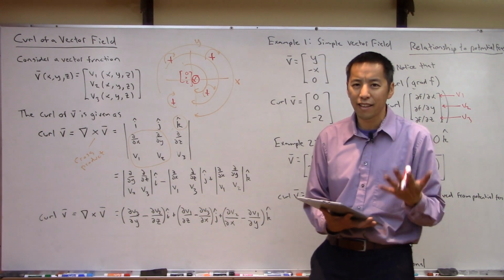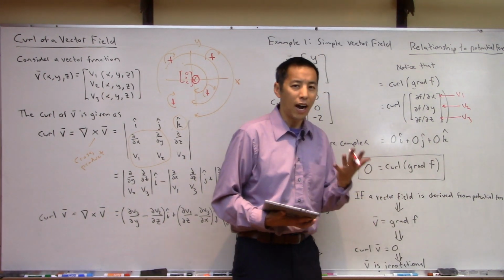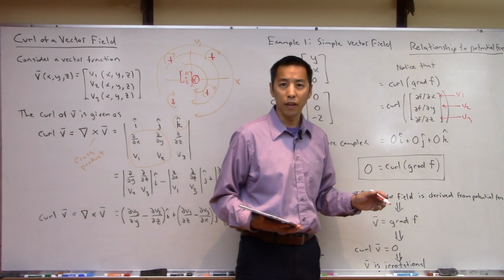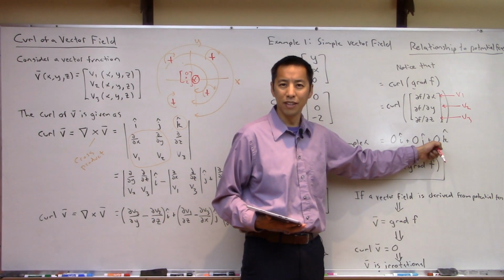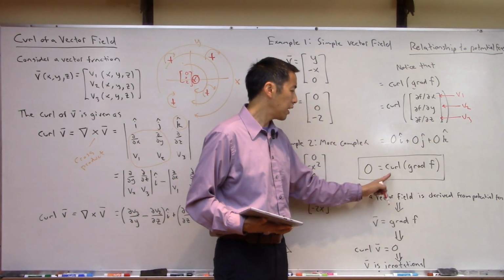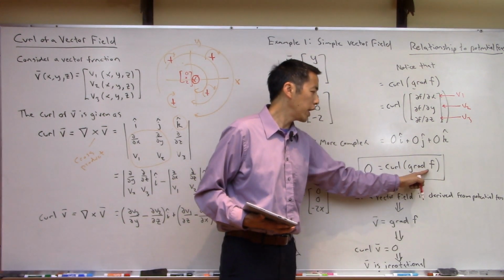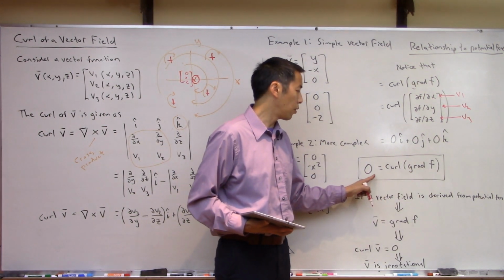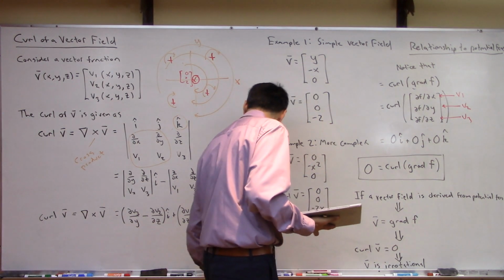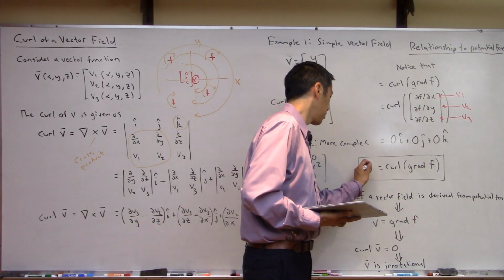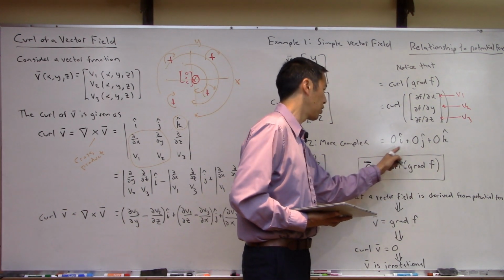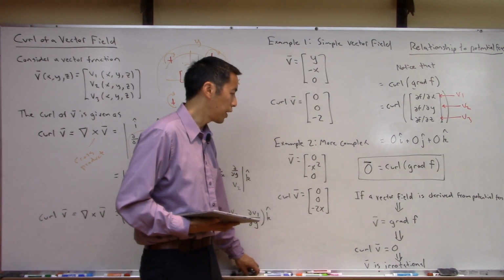What's fascinating is at the end of the day, when you do all that, I don't care what your f is, you're going to come out with a big fat 0, 0, 0. So the curl of the gradient of a function is 0. I don't care. And in fact, to make this even more clear, I should make this a 0 bar, because this is a vector. It's all 0 in all elements.